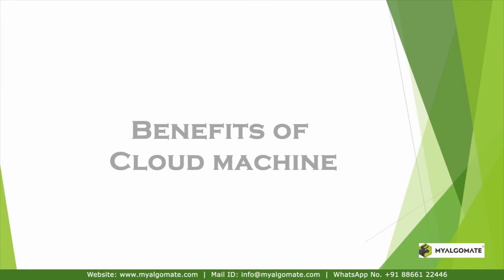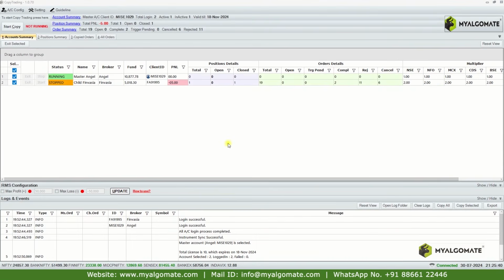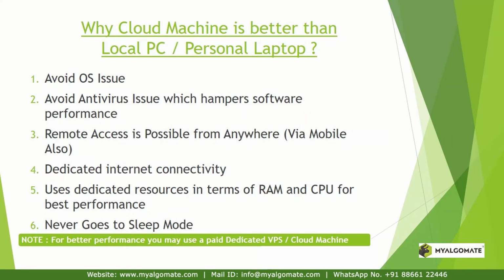Now we will understand whether it is better to install the software in the cloud or on your own PC. If you install copy trading software on a cloud machine instead of your PC or laptop, then you will get all these benefits. You will not get any operating system related issues in cloud. Due to antivirus, you may face problems in installing the software, which will not occur in the cloud machine.